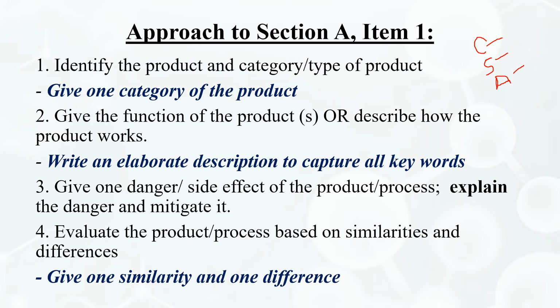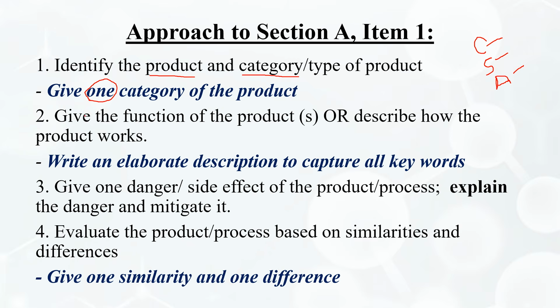So this is for category, this is suitability, and this is the advice. Now look at this. When a question is set in section A, item number 1, what do we do? Number 1 is to identify the product. You identify the product and categorize. Give the category of the product. And what are we saying? We just give only one. We don't give very many. Give only one category of the product.